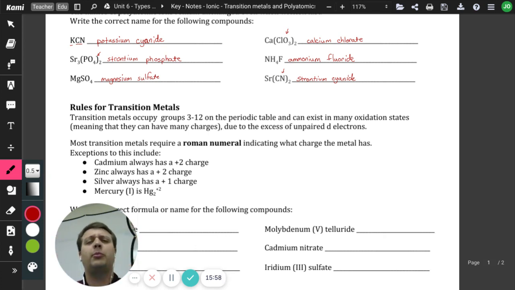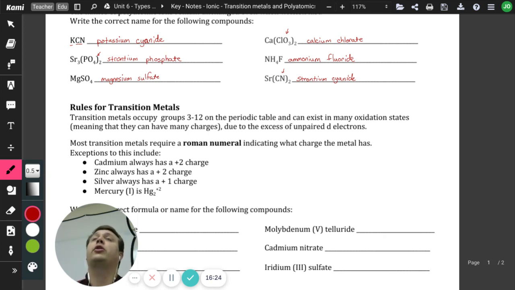And this is due to those unpaired electrons. And so remember when we talked about electron configuration, we did that orbital diagram. When you drew those up arrows, those unpaired electrons are what we're talking about when we're talking about these transition metals having different charges. Now, most transition metals are going to require a Roman numeral. That Roman numeral is what's going to tell us what the charge of the specific element is.